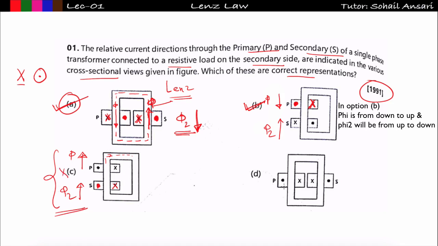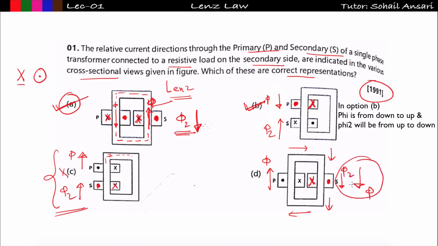Now see option D. First find the direction of flux in the primary coil according to the current direction. The direction of flux phi you will get is from down to up like this. Now this flux phi will move in clockwise direction, something like this. So flux phi in the secondary coil will be from top to bottom. Now find the flux direction phi 2 in the secondary coil. According to this convention, current is entering into the paper and current is leaving out of the paper. Apply right hand thumb rule, you will get flux phi 2 in the same direction as flux phi.